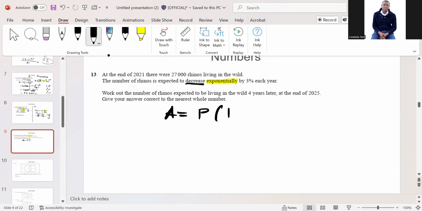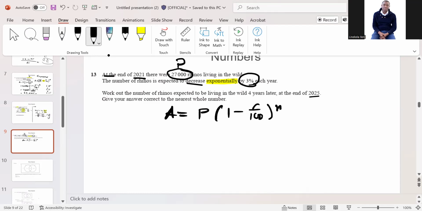Just bear in mind when they say decrease, you must use the negative. When they say increase, you must use a positive. So in this case, it's decrease. That will be 1 minus r over 100 to the power of n. Our principal amount, they told you at the end of 2021, there were 27,000, which means this was initially P. The number of rhinos is expected to decrease exponentially by 3%. That's our rate. Work out the number of rhinos expected to be living in the wild 4 years later at the end of 2025.